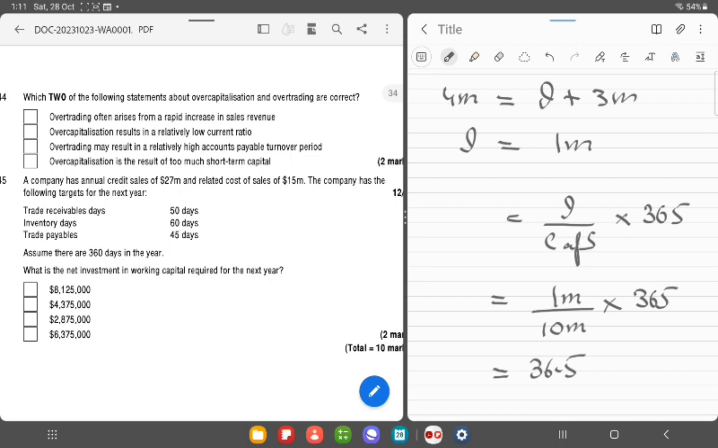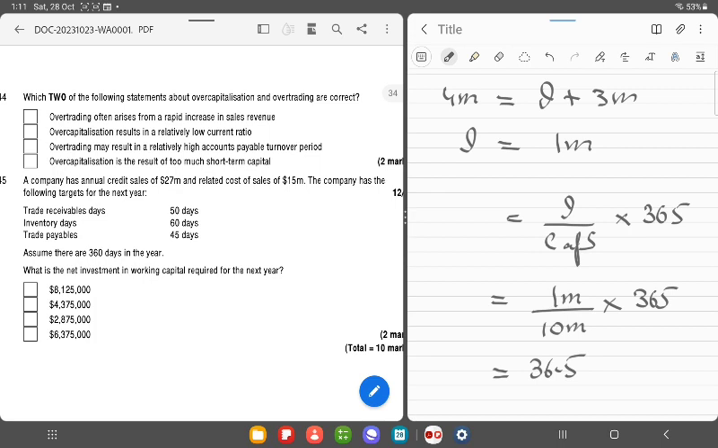Third point, overtrading may result in a relatively high accounts payable turnover period. So it is true, because if you are giving your customer an extended credit period, you may want an extended period from your supplier. So the word may makes this true. Overtrading might result in you taking a high accounts payable period in order to pay your supplier. The fourth one is overcapitalization is a result of too much short-term capital. No, you have more long-term debt and equity available than assets. This is said to be overcapitalization. So it is 1 and 3.